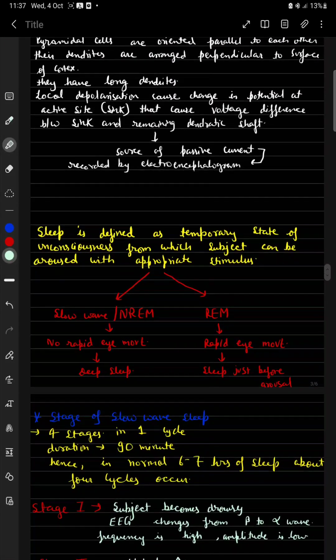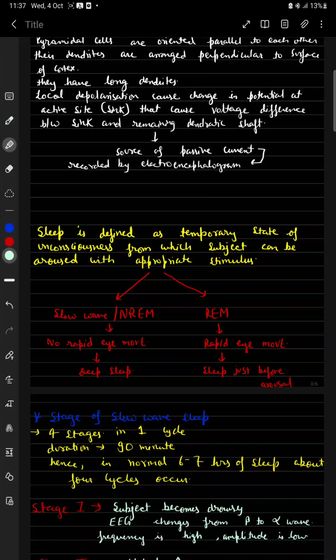Now let's talk about sleep. What is sleep? Sleep is defined as a temporary state of unconsciousness from which the subject can be aroused with appropriate stimulus. Sleep means a temporary unconsciousness state where the person who is sleeping can be awakened from that temporary unconsciousness state by giving appropriate stimulus, like throwing water on it, by creating noise and by touching him like this. So now there are two types of sleep, slow wave and REM.